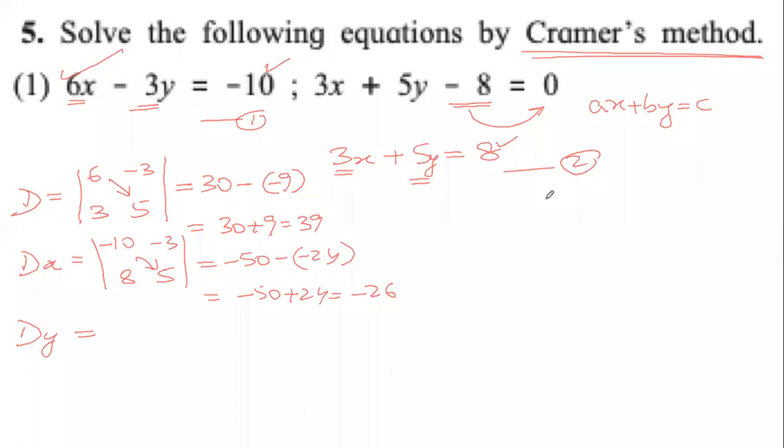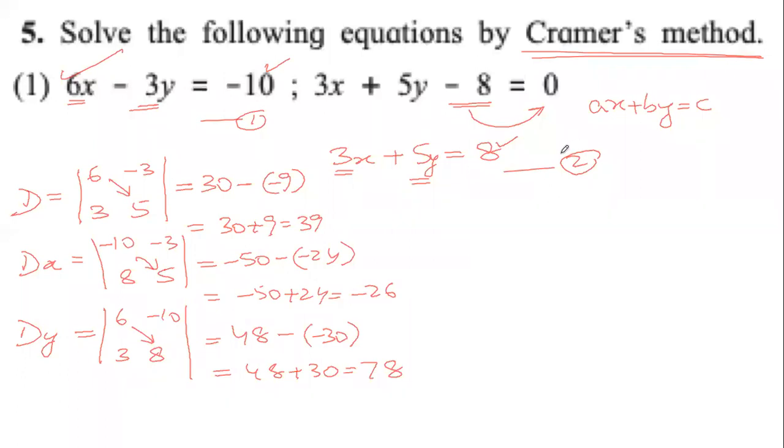So the last determinant Dy can be calculated as 6, 3 and minus 10, 8. So 6 into 8 is 48. Minus 3 into minus 10 is minus 30. So this becomes 48 plus 30, which comes to 78. Good, so students calculated it right.